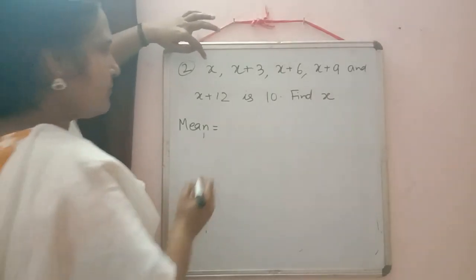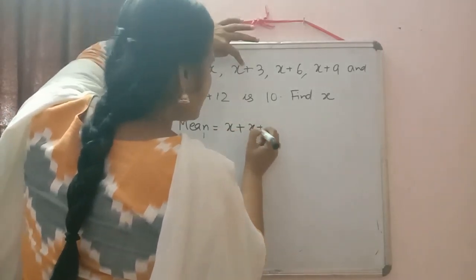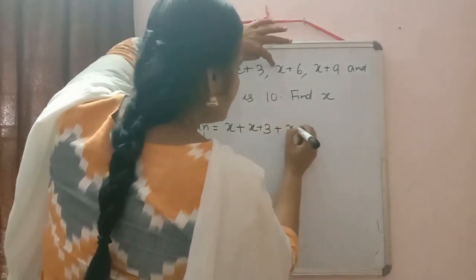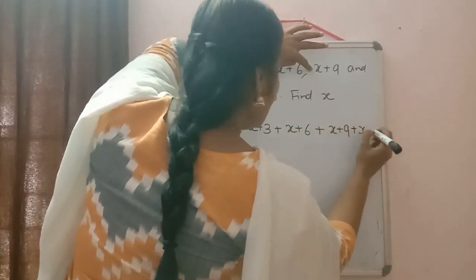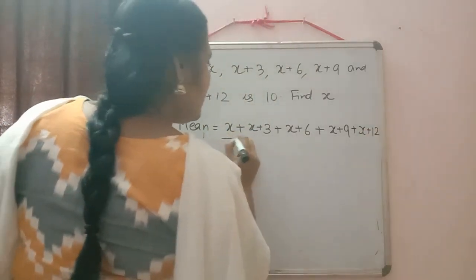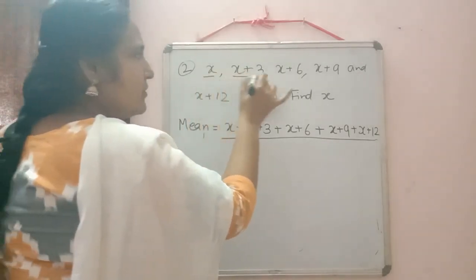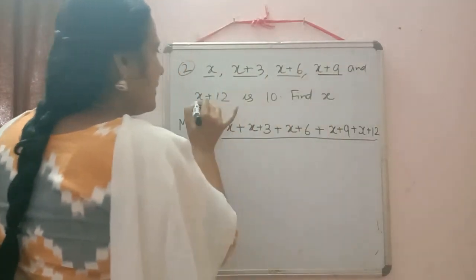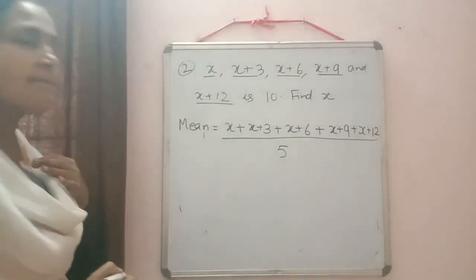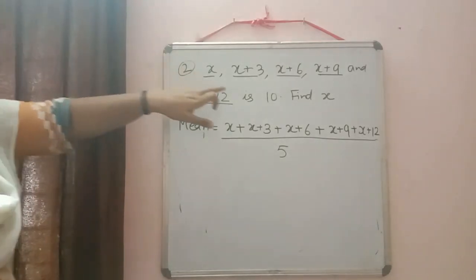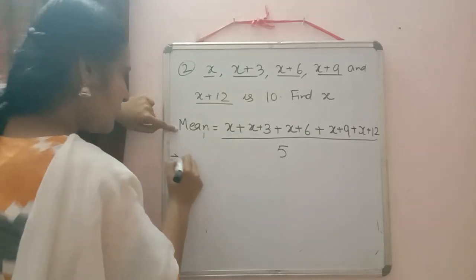So now we will write down. We are directly writing the sum there. So first it will be equal to x plus 3 plus x plus 6 plus x plus 9 plus x plus 12, divided by how many numbers are there? How many numbers we have? 1, 2, 3, 4 and 5. So we have 5 numbers, so we will write here divided by 5. Now in the question it is already given, mean is equal to 10. So in place of mean we can substitute 10.